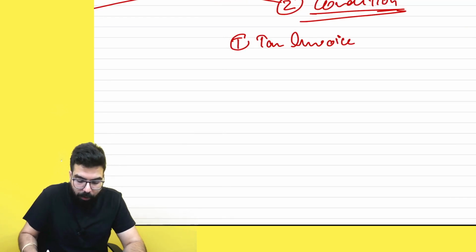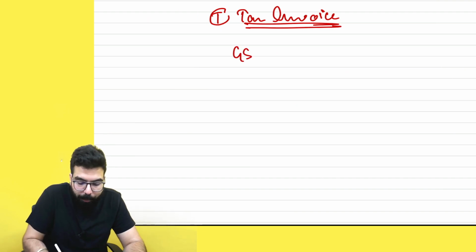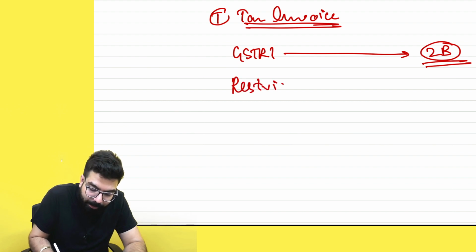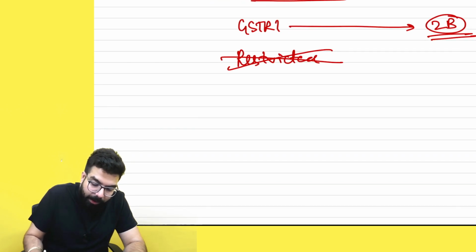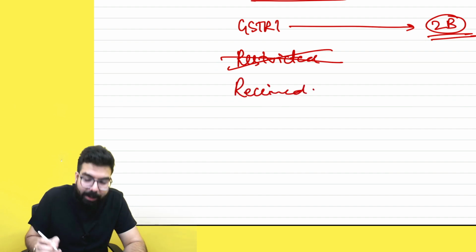Yes, sir. Then you told us that this invoice or debit note detail should be uploaded in GSTR1 and it should come in your 2B. Another condition was that the input which has come in 2B should not be restricted. Then the next one was that you should have received the goods, services, or both. Only then can I take the credit.